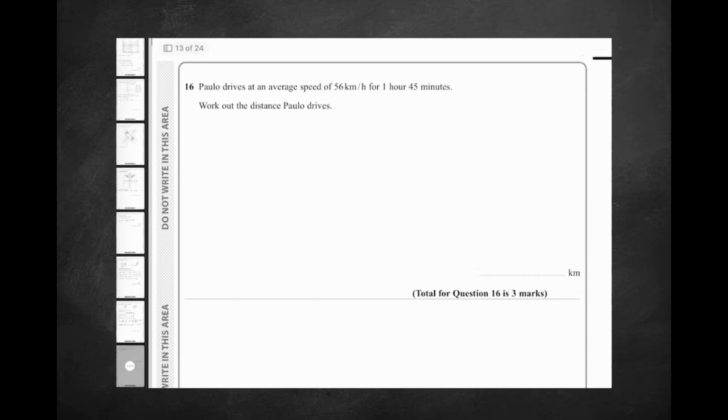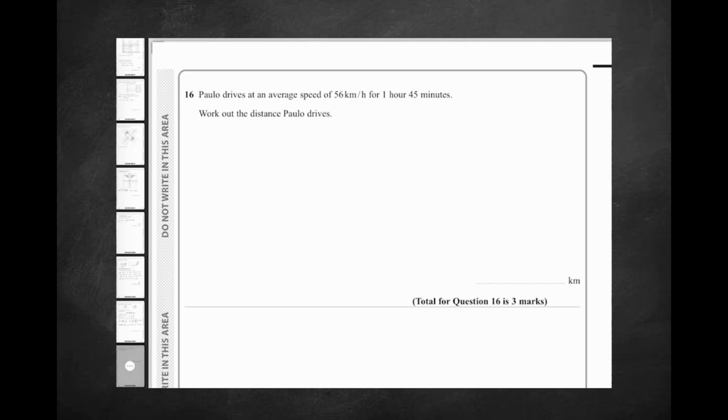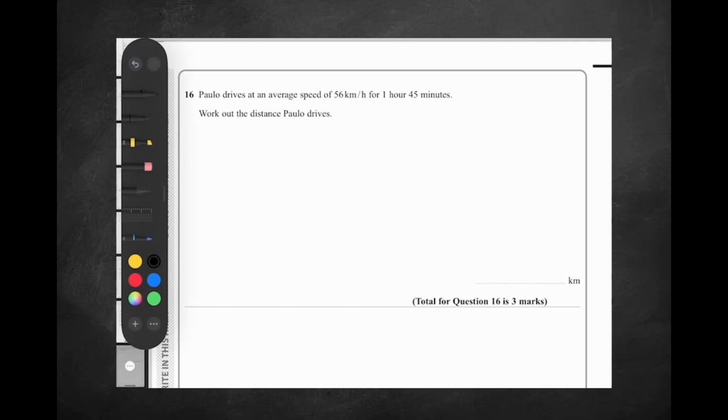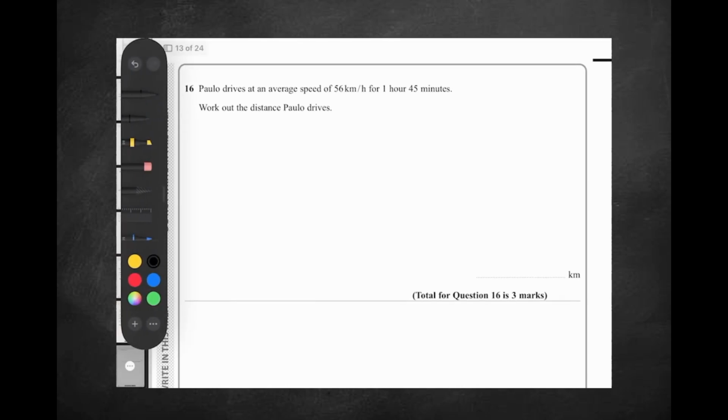Moving on. Question 16. Paolo drives at an average speed of 56 kilometers per hour for 1 hour 45 minutes. Work out the distance Paolo drives. For this, we basically need to do 56 times... 45 minutes is 3/4 of an hour. So 1 3/4 hours is 56 times 1.75. I'll put that in my calculator, and the answer is 98 kilometers.